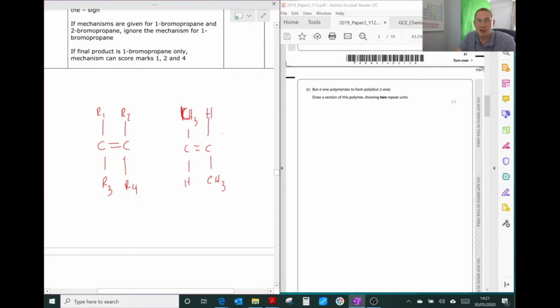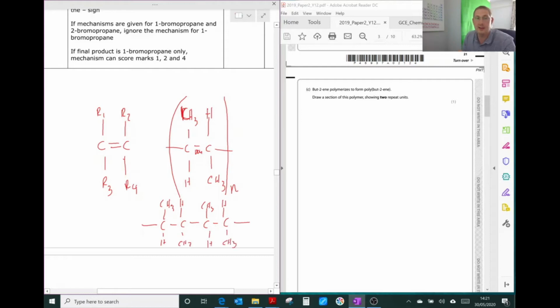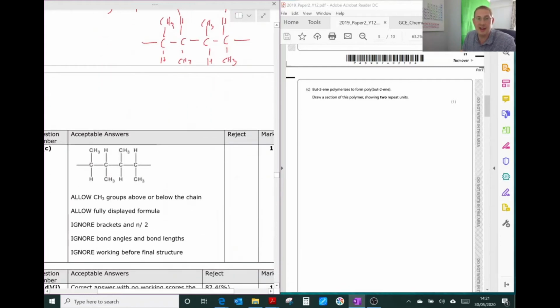And if that polymerizes, well, as you know from GCSE, scrub that out, bond there, brackets and n, but here we're asked for a section of the polymer showing 2 repeat units, so carbon, carbon, carbon, carbon, CH3, hydrogen, CH3, hydrogen, hydrogen, CH3, hydrogen, CH3, okay? And hopefully that's what you've got there, exactly.